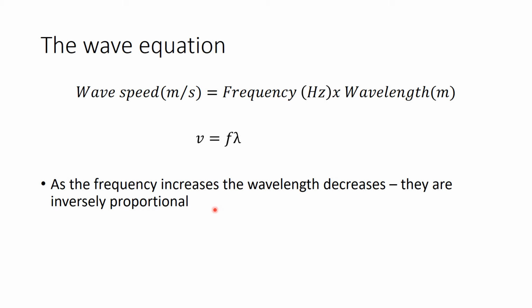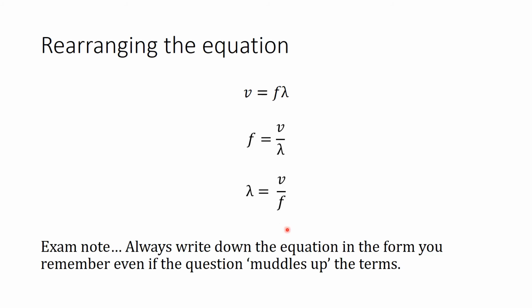So as the frequency increases, the wavelength decreases. They're inversely proportional when the wave speed is the same. Now, rearranging the equation. You must be able to rearrange your equations for your physics exams. It's really, really important. If we want to find this wave speed, it's nice and simple. We use V equals F lambda.